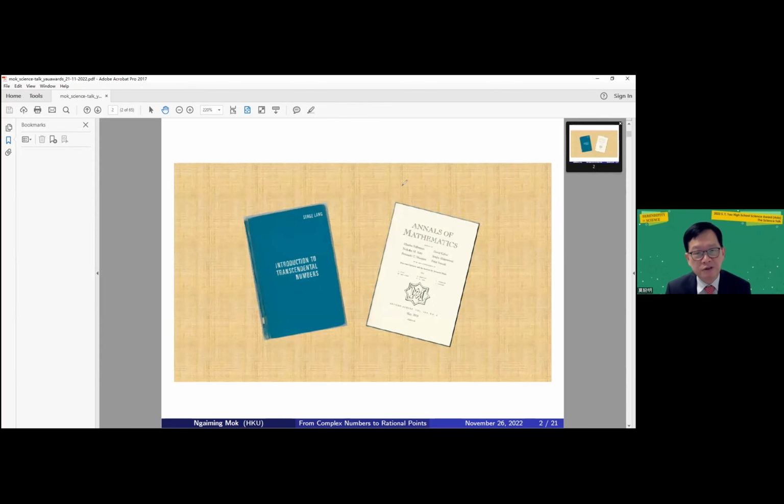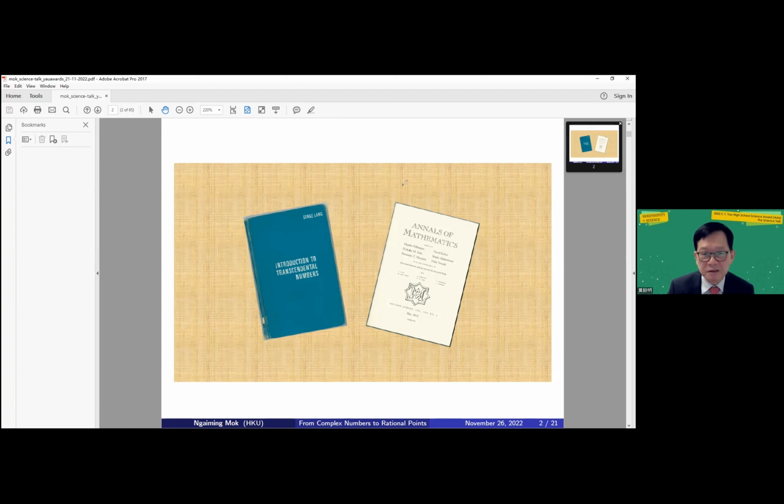Okay, I want to start with something back in high school days. On the left, you see this book, which is Introduction to Transcendental Numbers. I got interested in complex numbers early in high school, and this is a book I found in the City Hall, the public library in Hong Kong. And there one sees the importance of these complex numbers, the square root of -1 to start with, which can be used in a very effective way to study transcendental numbers.